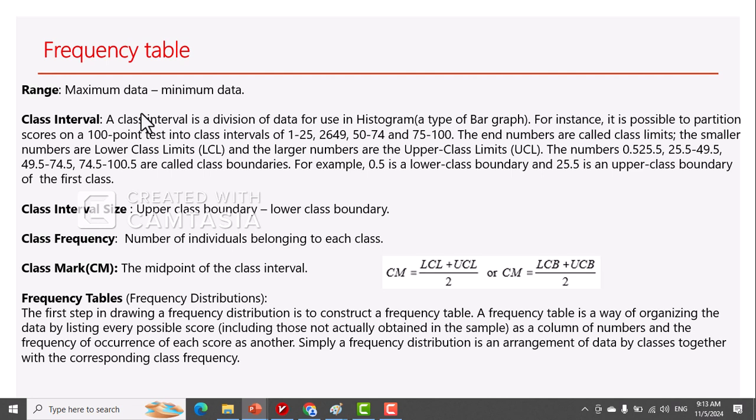For that reason, we need to understand some concepts. The first one is the range of the data, which is equal to the maximum data minus the minimum data. Then we have class intervals, class interval size, class frequency, and class marks. And at the end of the day, by using these, we sketch the frequency table. So let us take a look at an example and practically calculate these things.